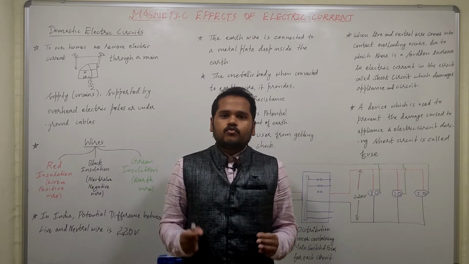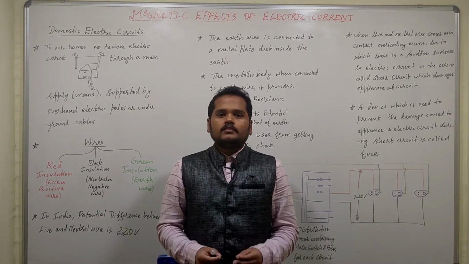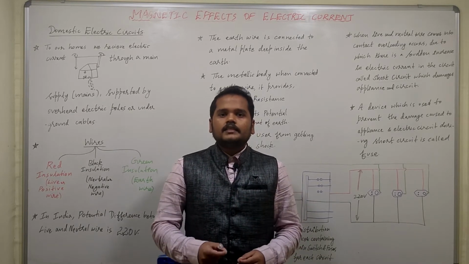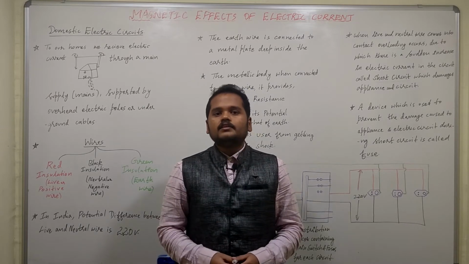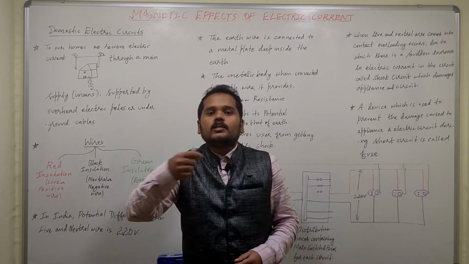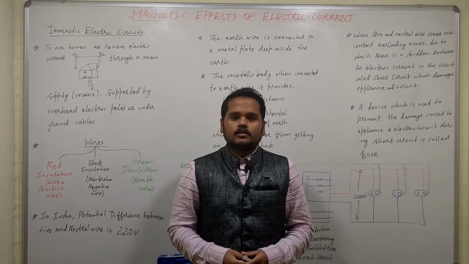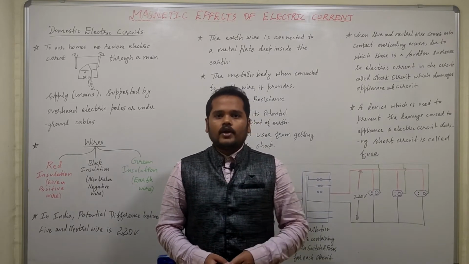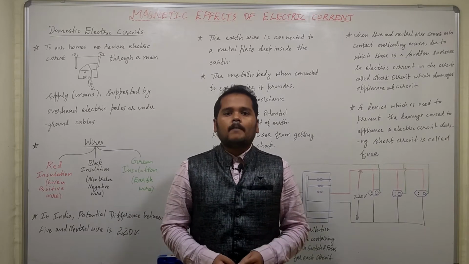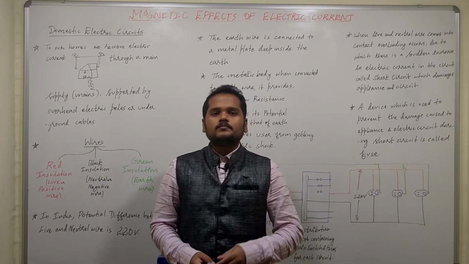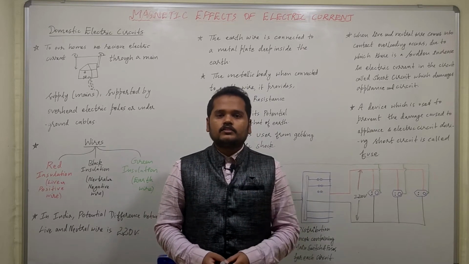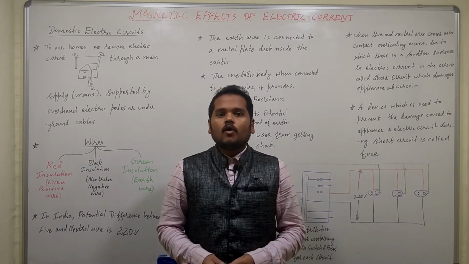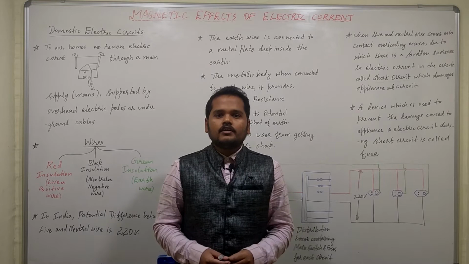The current flows in three kinds of wires into our homes. These three wires are of different kinds and they have different insulation in order to differentiate. So there are three kinds of insulation. Number one, red insulation. Two, black insulation. Three, green insulation. The red insulation is also called the live wire or positive wire.